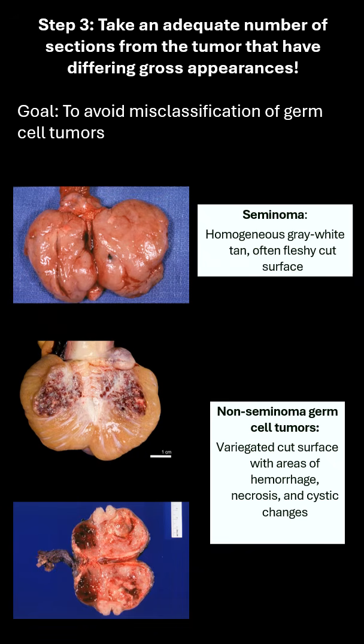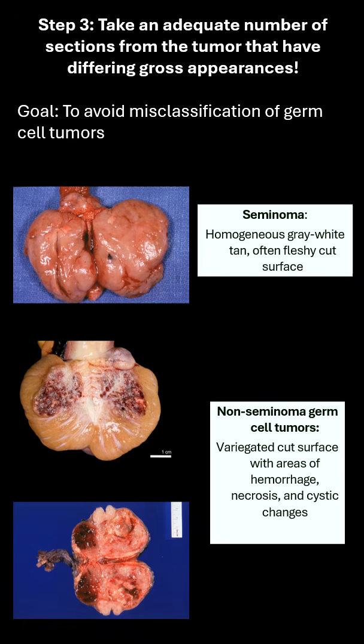Third, take an adequate number of sections from the tumor that have differing gross appearances. This is very critical to avoid misclassification of germ cell tumors. Each of these germ cell tumors has a characteristic gross appearance.